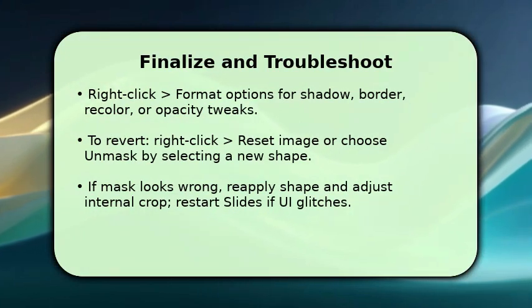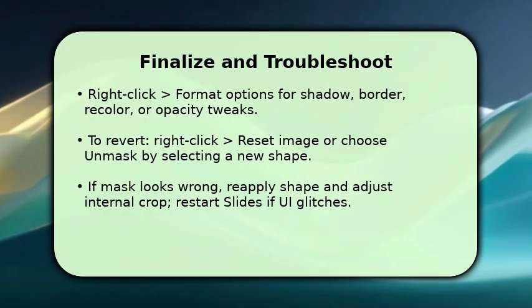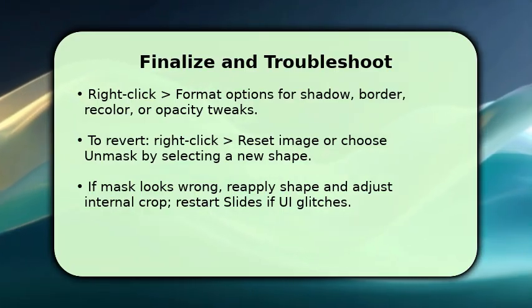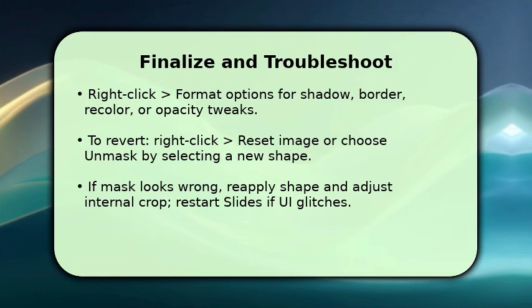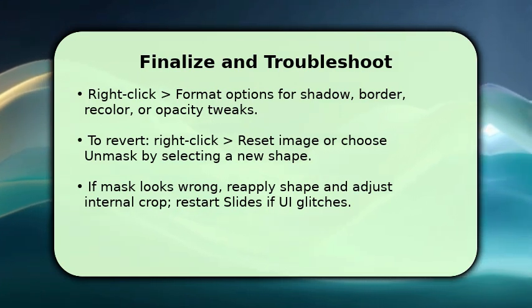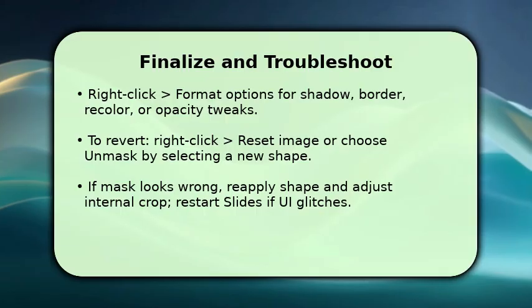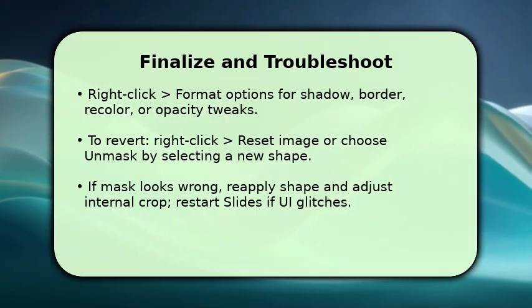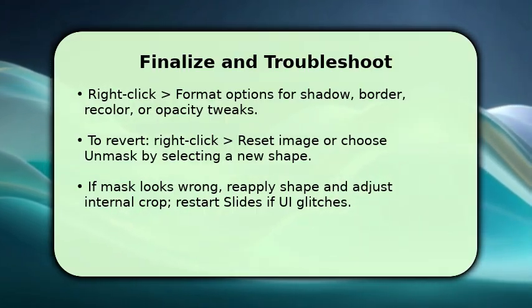Finalize by styling the masked image. Right-click and use Format options to add borders, shadows, recolor, or change transparency. This completes the look. If you need to change the shape, simply select Mask again and pick another shape. You can also double-click to refine the crop inside.